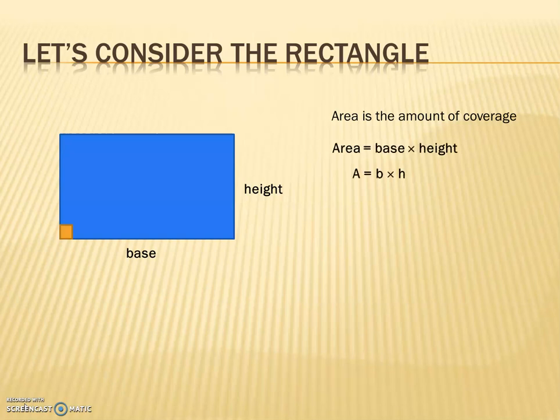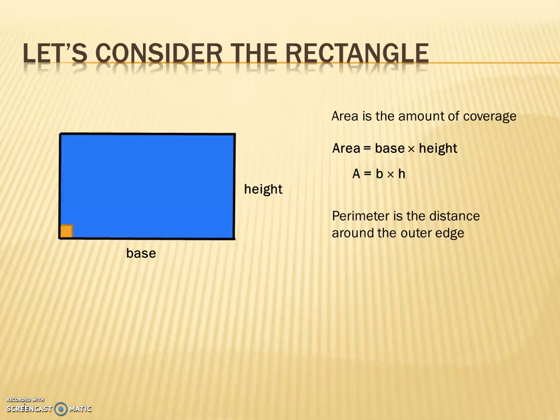And the calculation is going to be base times height. B times H is how we abbreviate that. That's a formula. The perimeter is the distance around the outside edge, as if you were an ant walking around this shape, and you could go side plus side plus side plus side, but the more efficient way of doing this is to calculate it as two bases and two heights. As a formula, that's 2 times b plus 2 times h.